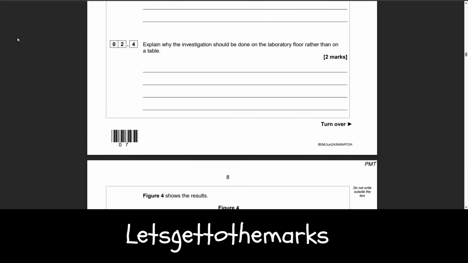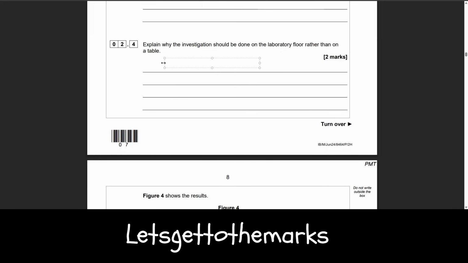So why do we want to do it on the laboratory floor rather than on the table? Now, this is the kind of one I'd probably lose my marks. I'd probably start talking about gravity and, oh yeah, the gravity's lower on the floor and the gravitational potential energy. But really, they're just talking about safety here. So don't beat yourself up if you've lost the marks, because you might be so in tune with your physics that you start waffling about the wrong thing.